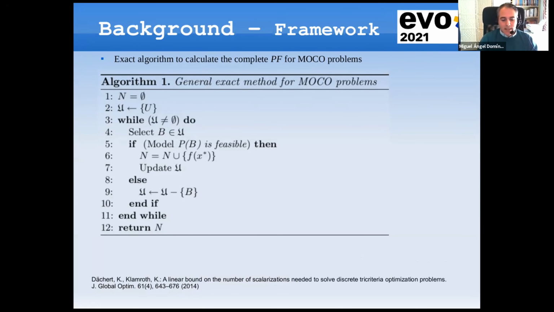Our work is based on this framework developed by Dächert and Klamroth. Here we can see this easy algorithm to calculate the complete Pareto Front. It consists in selecting regions to explore, or boxes, and solving the corresponding model in line 5. If a new solution is found, we add it to the Pareto Front and update the corresponding set of boxes, and if not, we eliminate that box. Line 9, you can see it.